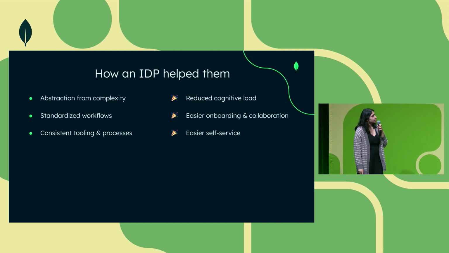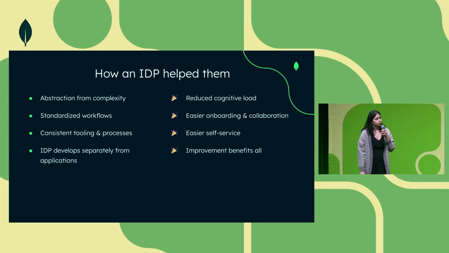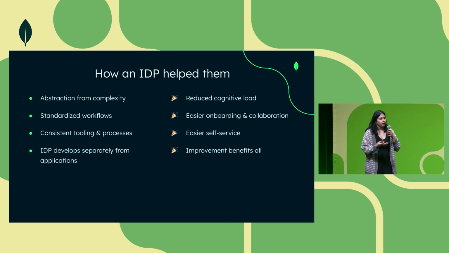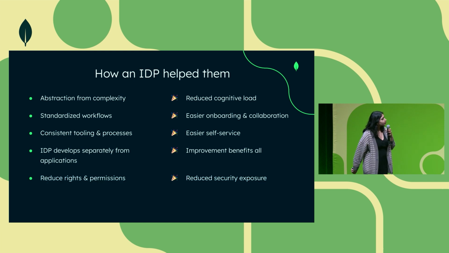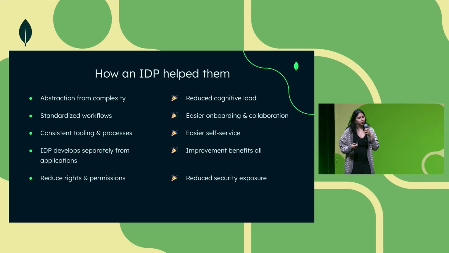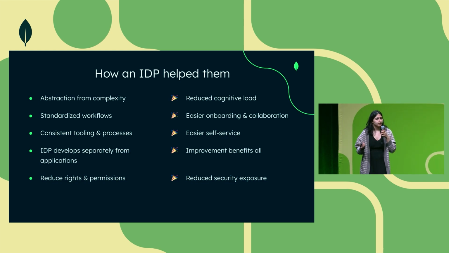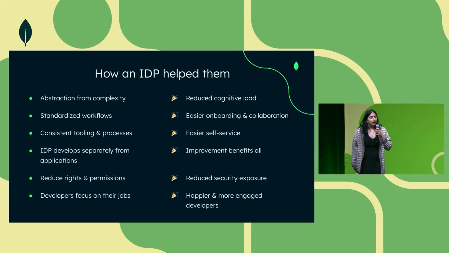The introduction of consistent tooling and processes as a result of the IDP being included ended up creating more self-service across the developer organization. And because the IDP was developed separately from the applications themselves, developers were able to focus on the tasks at hand and have a different team within the developer organization managing their IDP. The reduction of rights and permissions across the toolchain helped developers reduce any sort of security exposure that the business might have been exposed to. And most importantly, the developers were able to focus on their jobs, leading to happier and more engaged developers.